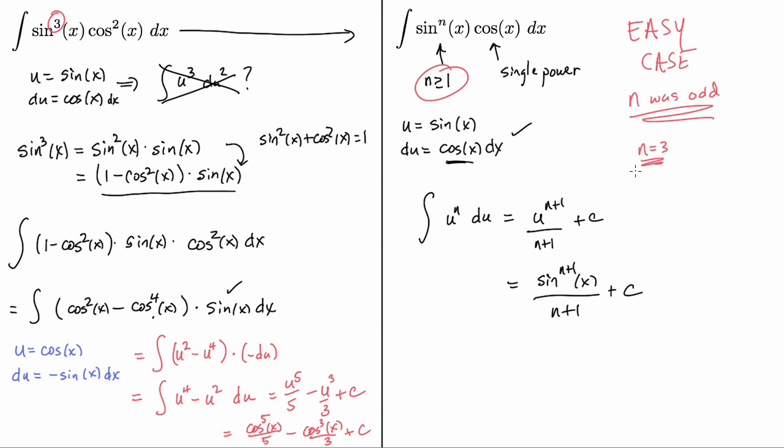You can always use the Pythagorean identities to reduce it down when the power is odd. In the next video, we're going to take a look at an example of what to do when the power is even, and that's not quite as simple to evaluate as this particular case.